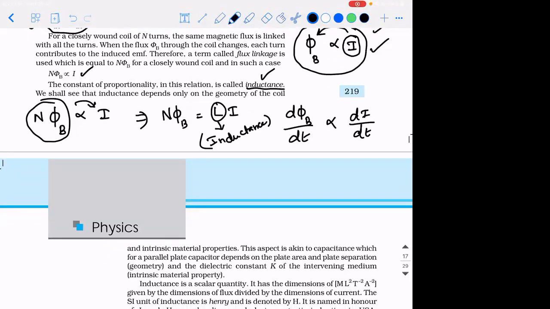See, these are all 1 mark questions. Please make a note of it. We will see it in the future that inductance depends on the geometry of the coil and some intrinsic material properties like the permeability of that material and all those things. That we'll be seeing.